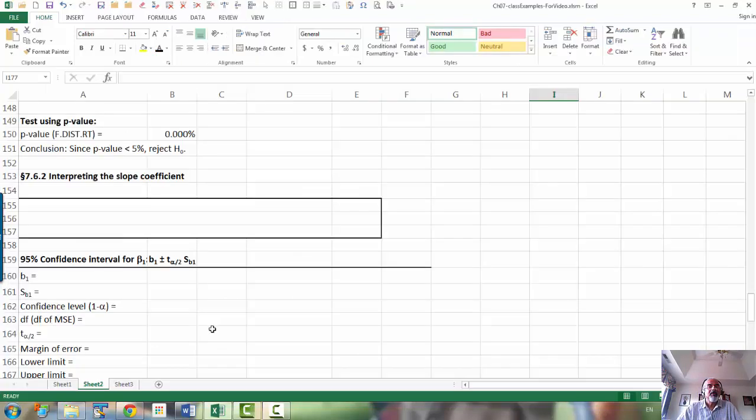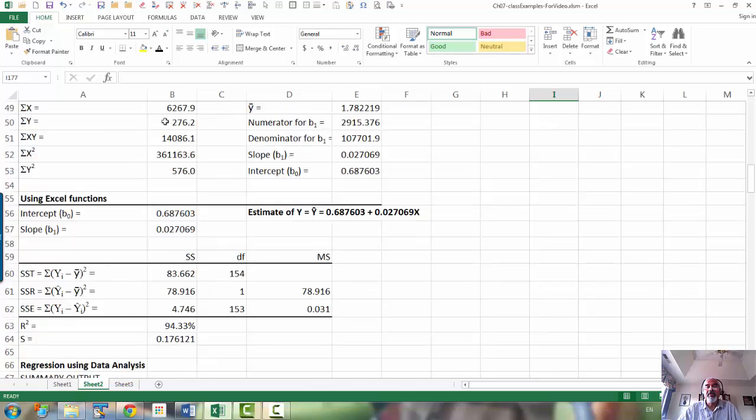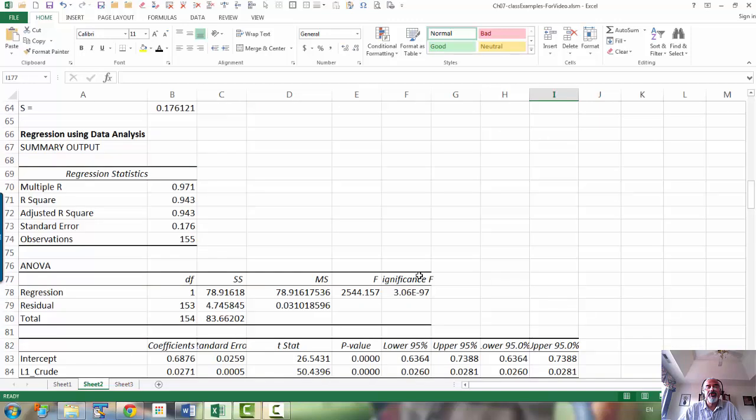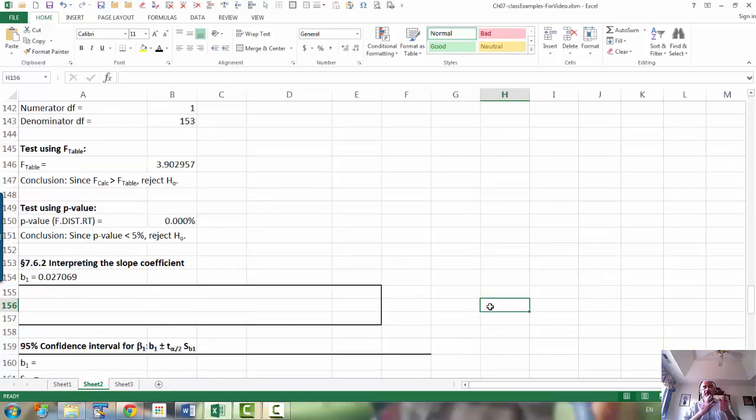Okay. Now the slope coefficient in this case is 0.027069. Now remember, this slope coefficient is in the same units as y. And what is y? Y is price per gallon of unleaded gasoline. And x is price per barrel of crude oil 1 month prior.